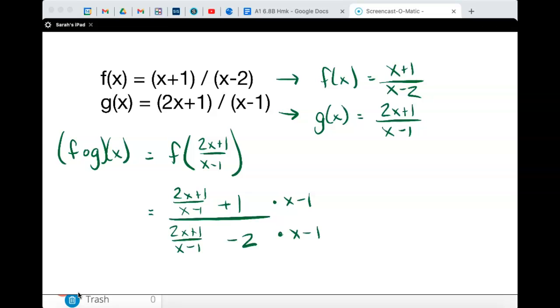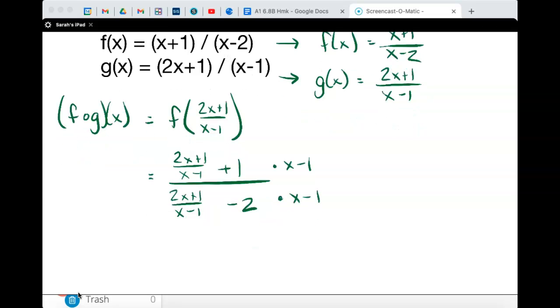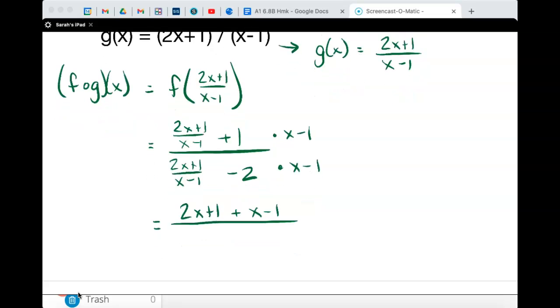So then you distribute a 1 inside. So we have 2x plus 1, and then plus x minus 1. So that's my numerator now without that fraction. Same thing, distribute x minus 1 to that fraction, the denominator would cancel with it. So you just have 2x plus 1. And I'm just going to distribute negative 2 to x minus 1, so it'll be minus 2x, and then plus 2. And then we can simplify in final terms and do all the things.